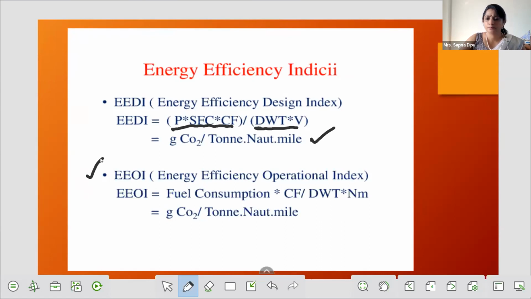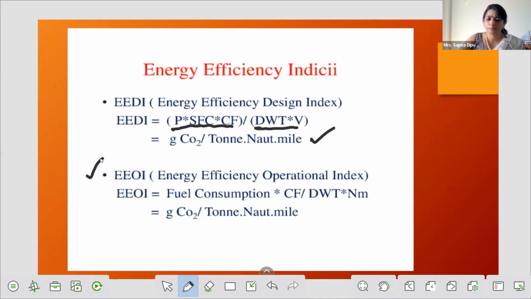This is an operational measure. That means what actually is happening. From there, what is the carbon dioxide emission? If you calculate, that is EEOI. Actually, this is part of the SEEMP, the Ship Energy Efficiency Management Plan, which is mandatory as far as the IMO regulations are concerned. So EEOI is part of SEEMP.